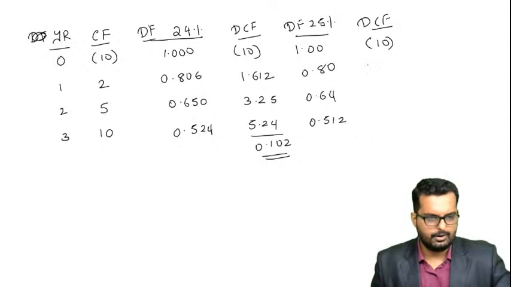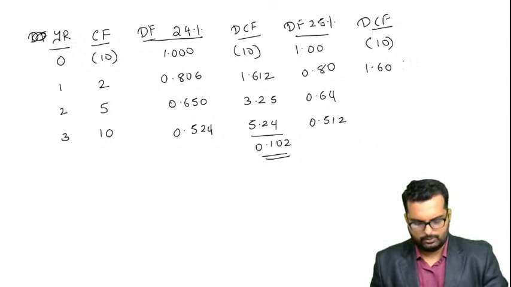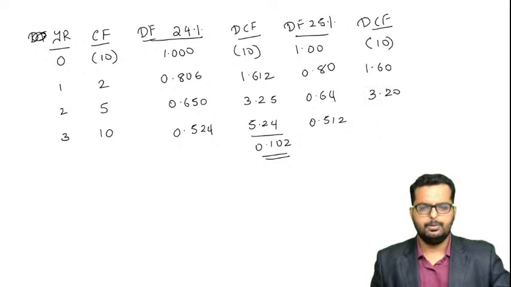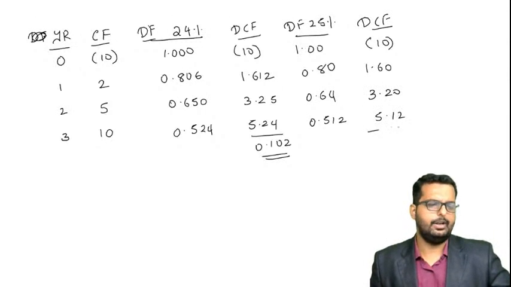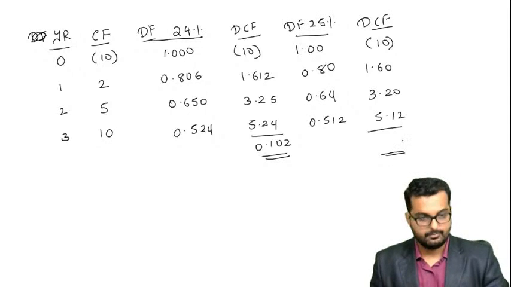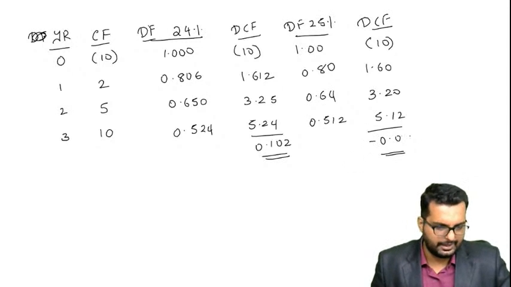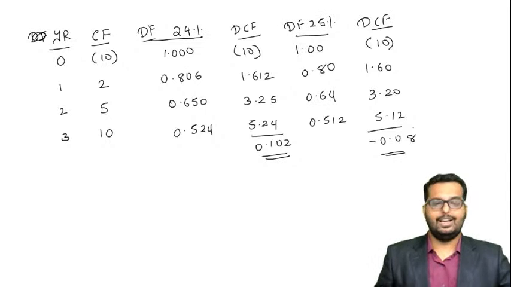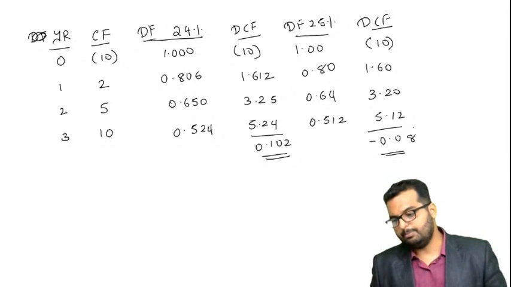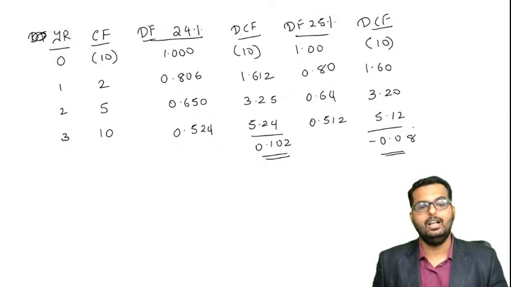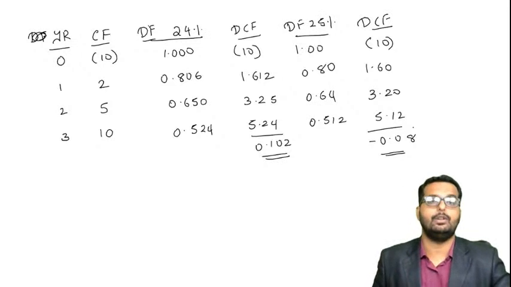1.6. Come on friends, pray to all gods possible. This time it should be a negative. 3.2, 5.12. Congratulations friends, we got the answer as minus 0.08. So friends, at 24% it is plus 0.102, but at 25% it is minus 0.08. So NPV 0 lies between 24% and 25%.